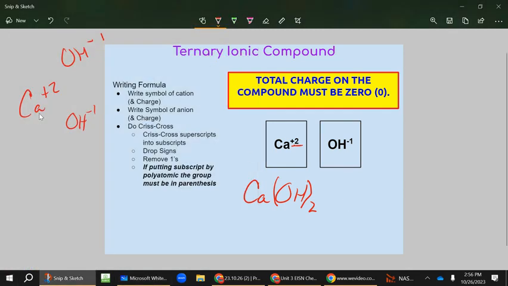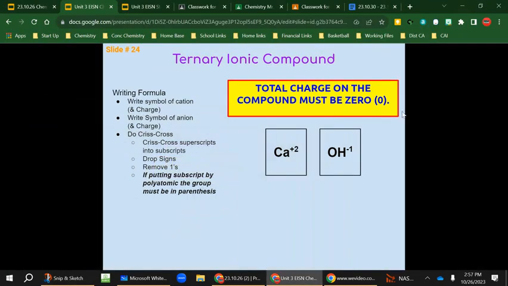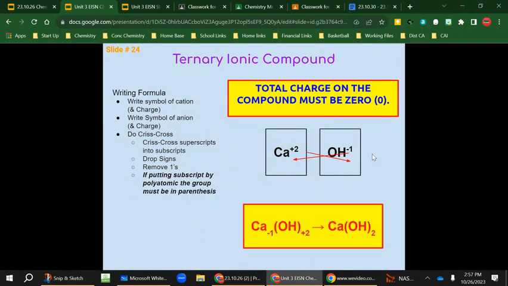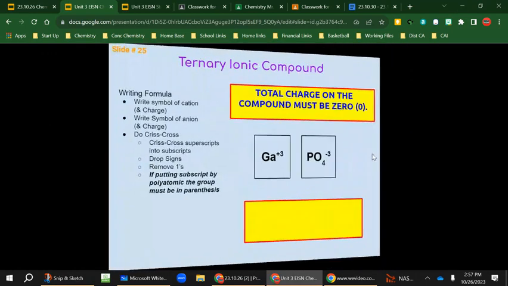So I've got CA, one of them. How many OH groups? 2. So I put them in parentheses to indicate that there are 2 of those groups there. That's what we meant when we said you have to put the group in parentheses. Okay, that makes more sense now. Thank you for helping me understand.